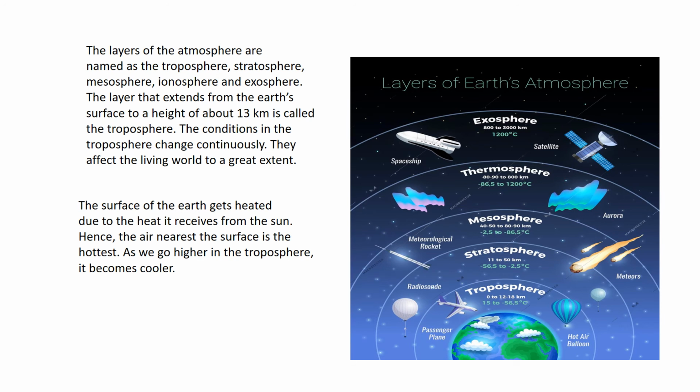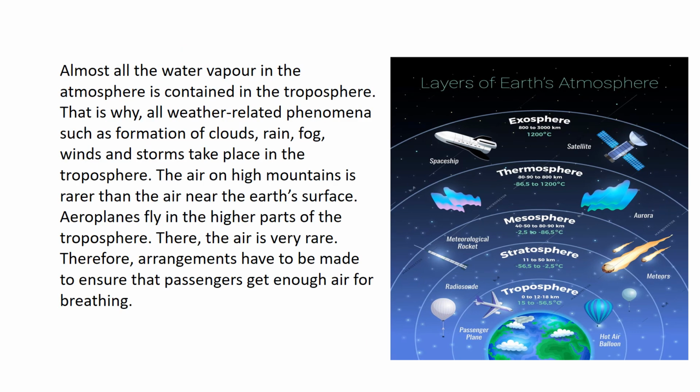The surface of the Earth gets heated due to the heat it receives from the sun. It means the troposphere receives heat from the sun and we get the heat. As we go higher in the troposphere, it becomes cooler. Almost all the water vapor in the atmosphere is contained in the troposphere.